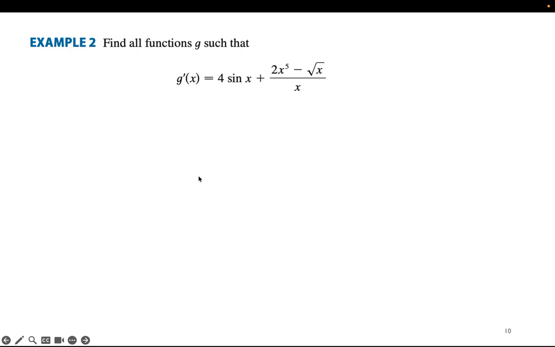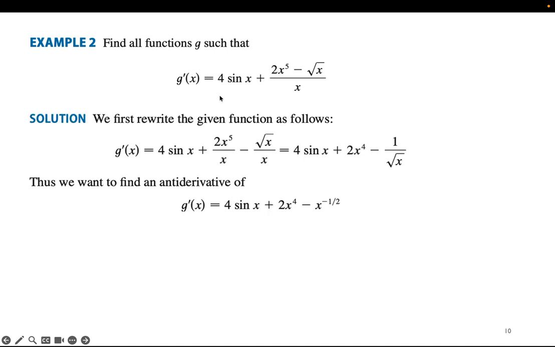So here's another one. Again, trying to find the g so that g prime is this. In other words, we're trying to find the family of all antiderivatives of g prime. Notice if I break this apart into two functions, it's just a power rule. So let's first rewrite g prime by breaking this into two power functions: this over x, and then root of x over x. And then simplifying that will give you this.